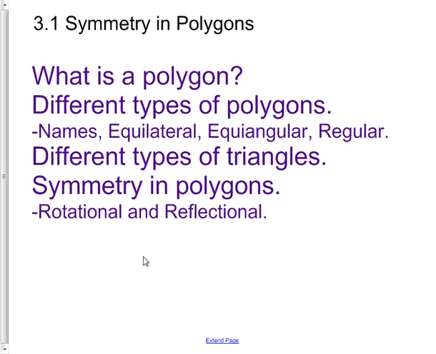Today we're going to look at polygons. We're going to look at what types of polygons there are, the different names of the polygons, what an equilateral, equiangular, and regular polygon is, different types of triangles, and then symmetry in polygons. So we're going to talk about all those things in this video.